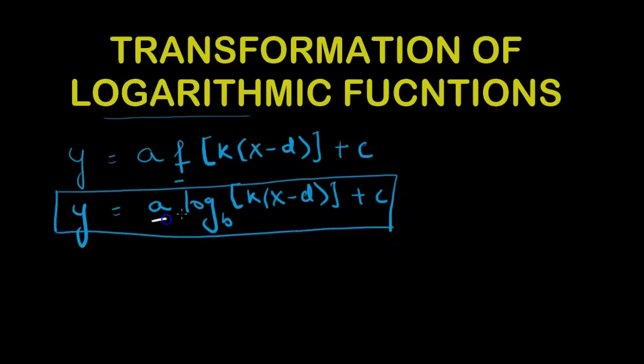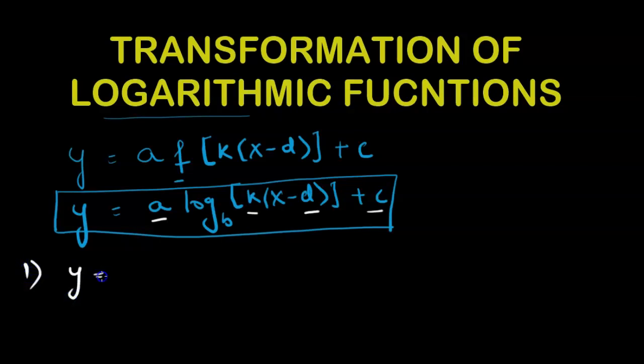The meanings of a, k, d, and c always stay the same. A means vertical stretch or vertical compression by a factor of a. K means horizontal stretch or horizontal compression by a factor of 1 over k. D means horizontal translation. C means vertical translation. It is assumed that you already know the meanings of a, k, d, and c. If anybody has any problems understanding the basics of transformations, I would recommend watching the transformations lesson from the Introduction of Functions playlist in the channel. Let's take up the first example.